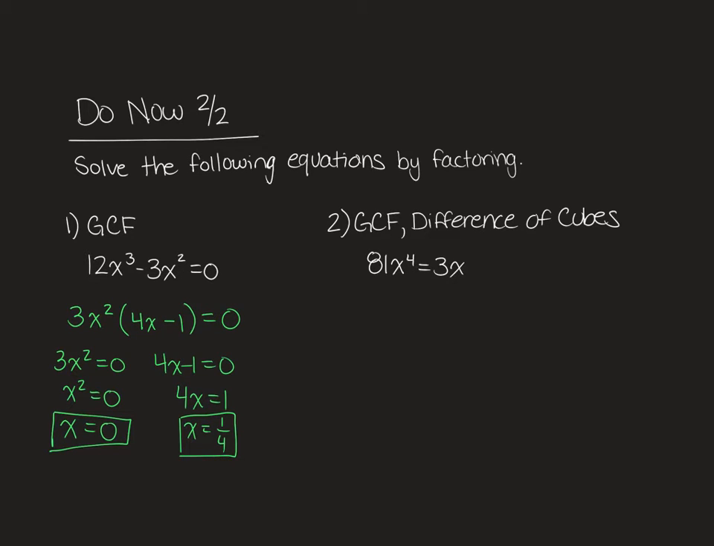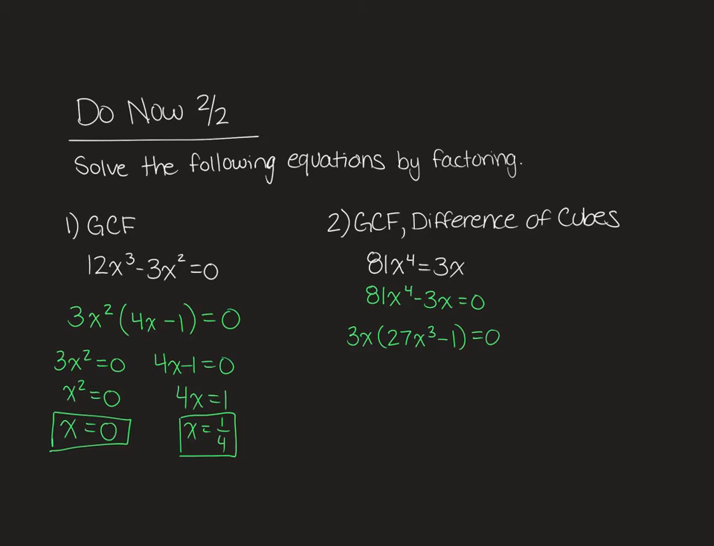For number 2, we need to use greatest common factor and then difference of cubes. But first we have to get everything onto one side. So subtract 3x from both sides to get the equation equal to 0. Then you can factor out a greatest common factor of 3x, which would leave you with 27x cubed minus 1.